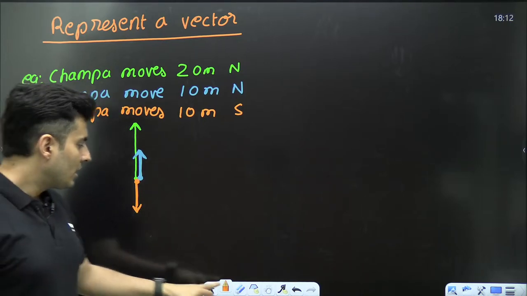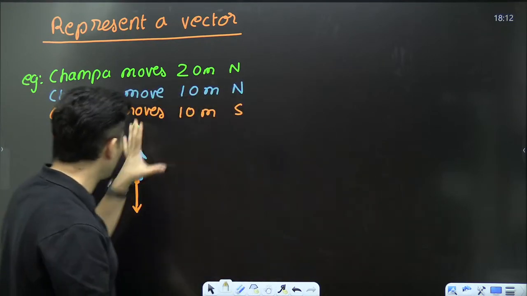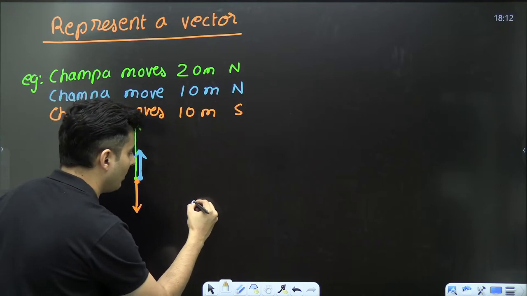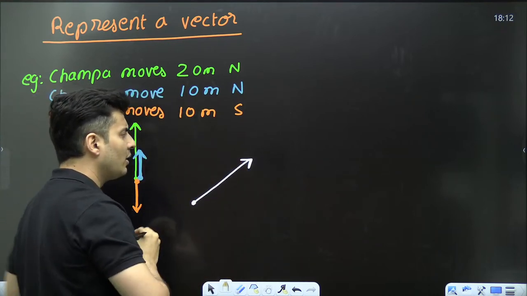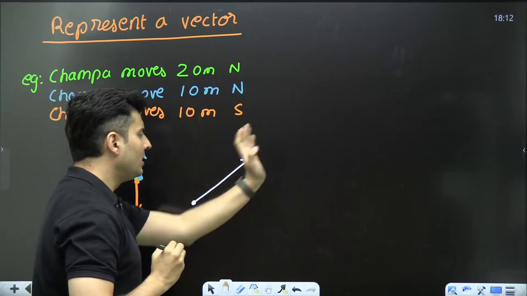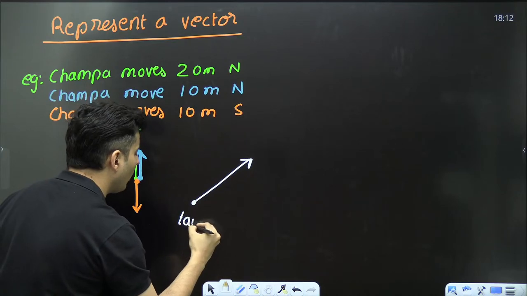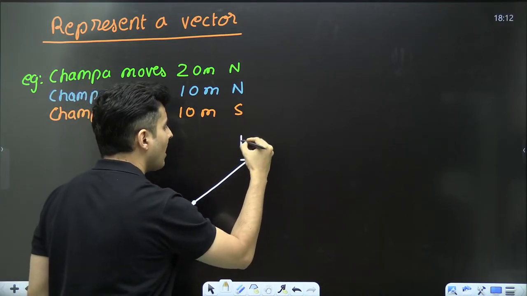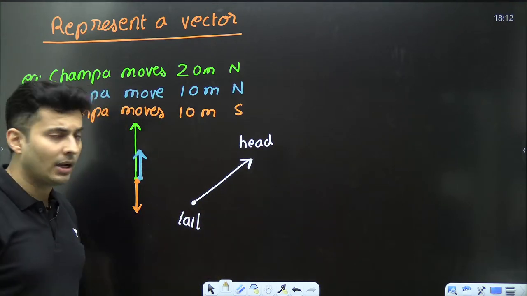Perfecto. Now, what you realize when you are showing vectors is that you start from a point and go to a point, and there is an arrow mark. Velocity, force, momentum, displacement: start and go. This is basically the tail of the vector. This is basically the head of that vector. This is the diagrammatical way of representing a vector.